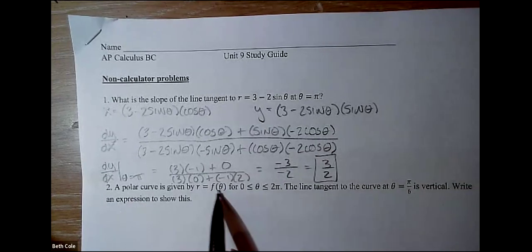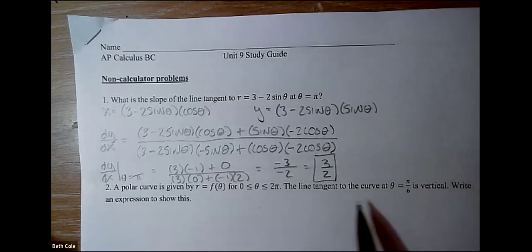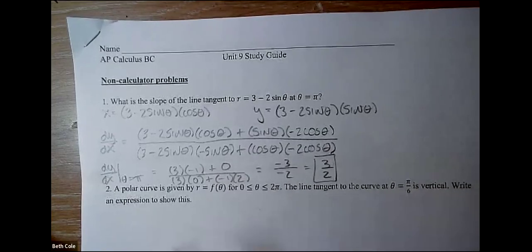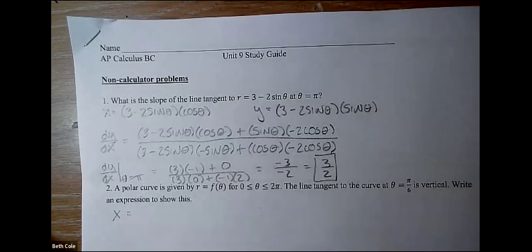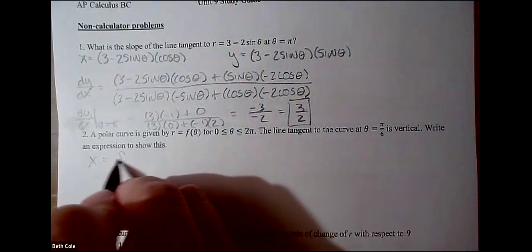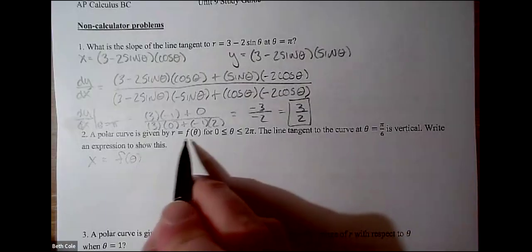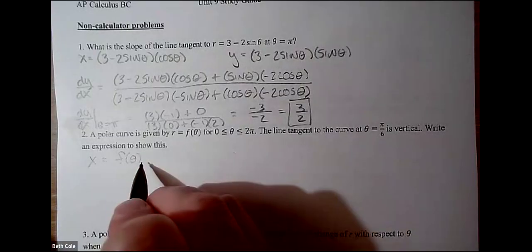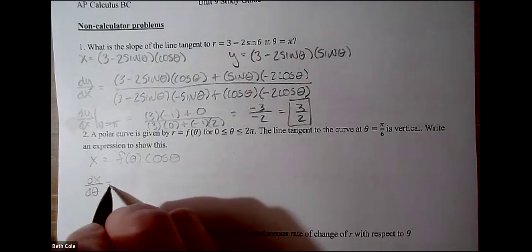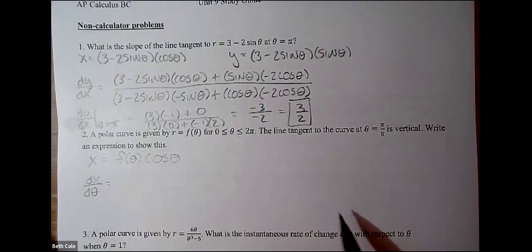All right, polar curve is given by this f of theta. The line tangent to the curve, so this means derivative at pi/6 is vertical. Vertical tangent line means that we want to look at dx/d theta. So x is going to be r, which they don't actually give us. It's just some function of theta times cosine theta. So we're going to do our dx/d theta, and we're going to set it equal to 0. Vertical tangent line means we want dx/d theta equal to 0.